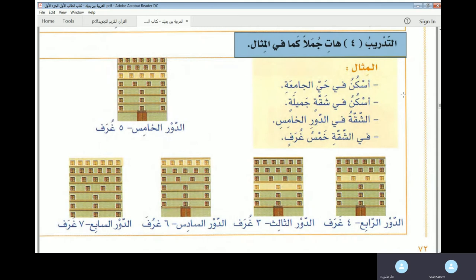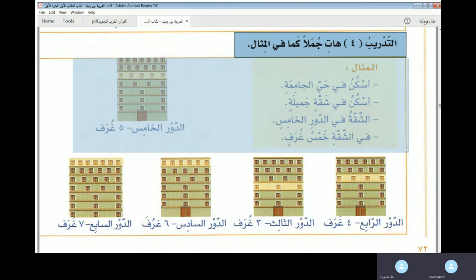التدريب الرابع. هاتي جملة كما في المثال. Fourth exercise: together, bring a sentence like the one in the example.